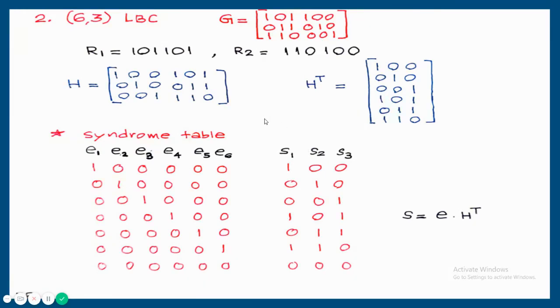So what have we completed? We have completed H. Then we have completed H transpose. Then we made the syndrome table or decoding table. So this syndrome table or decoding table can be used for error correction.